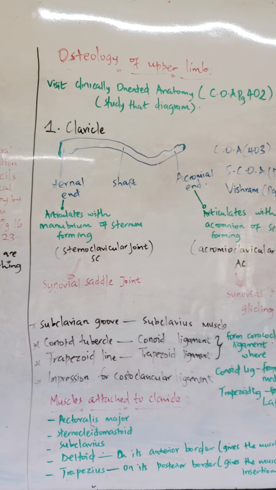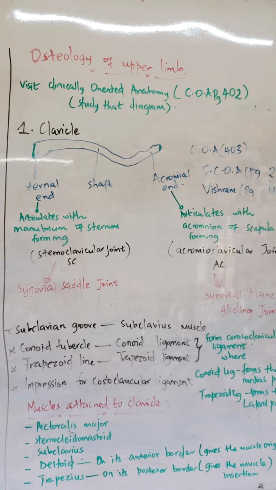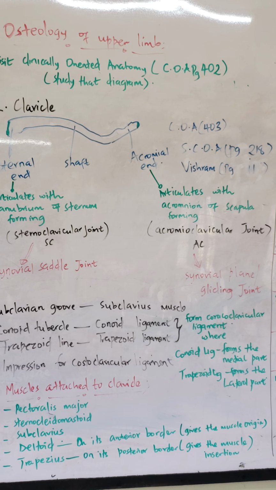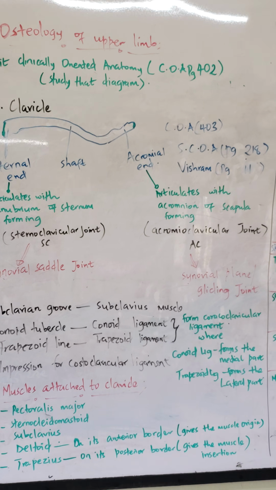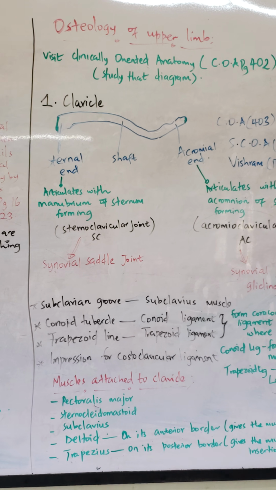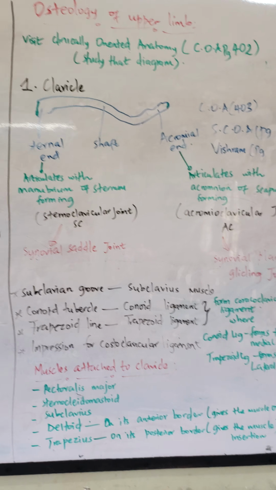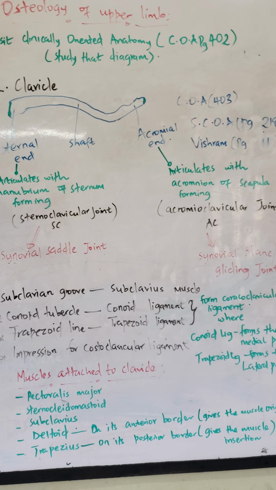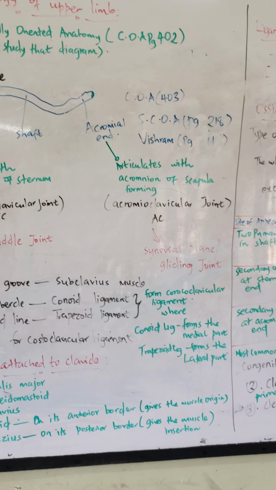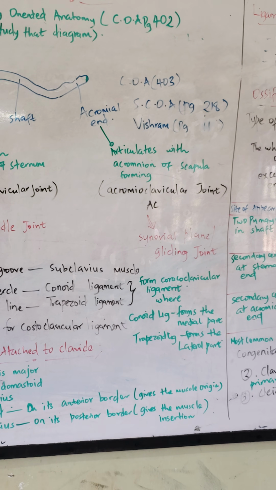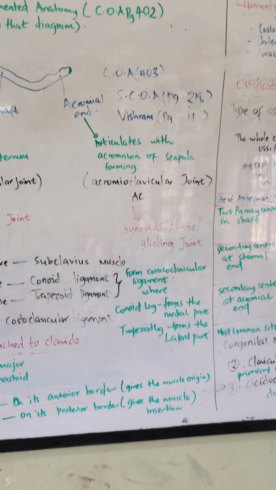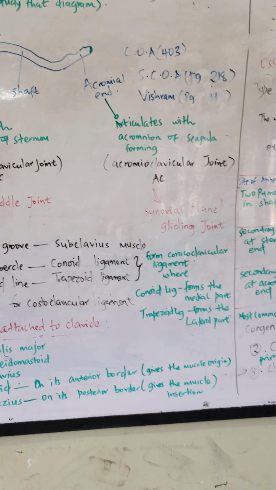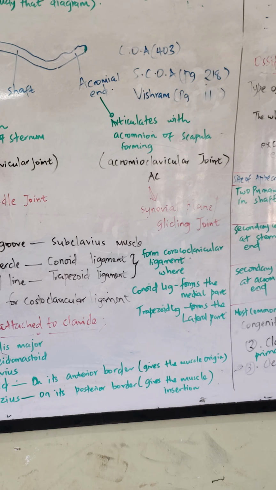Then this osteology, like I've said, we are using COA, or Clinical Oriented Anatomy. We are starting from page 402. I see that diagram, and then let's begin with the clavicle. The clavicle is on the next page, or in Snell's Clinical Anatomy by regions, it's on page 218, or you can also check it out in Visceram, page 11.